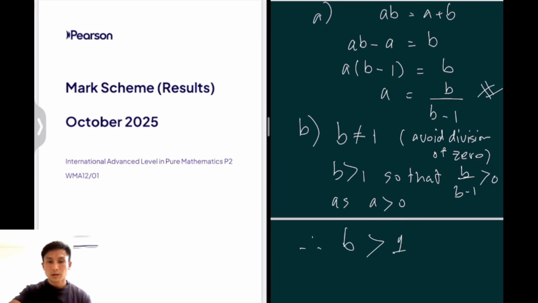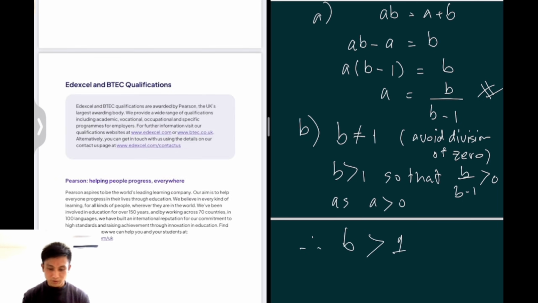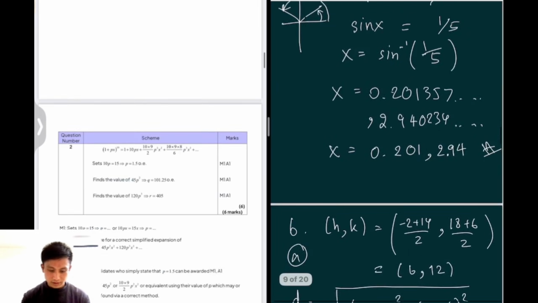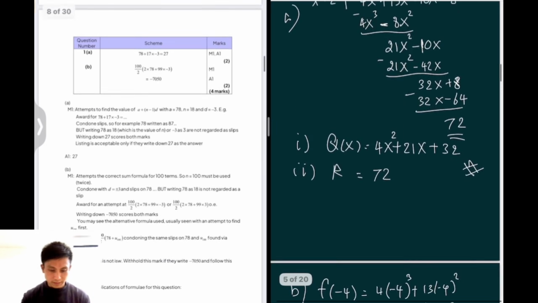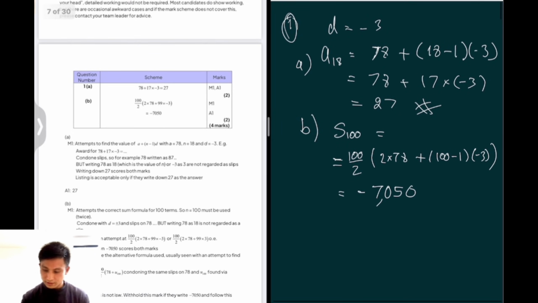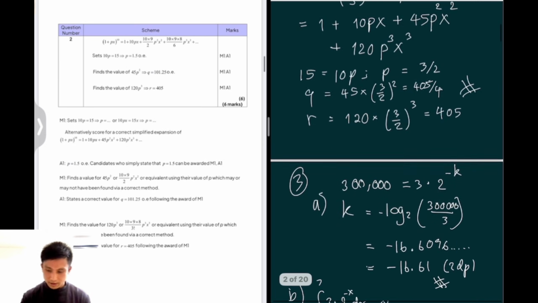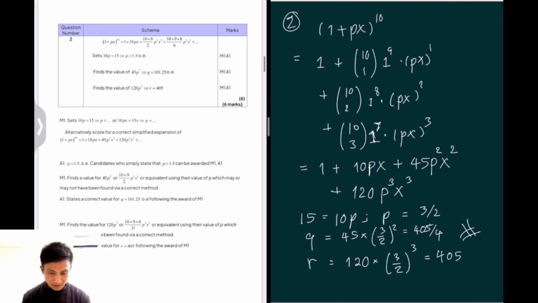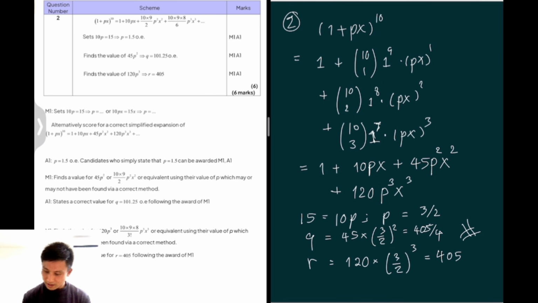All right. Okay, guys, here's the mark scheme for the 2025 October P2. Let's go from the beginning. Question 1, of course, that's 27. Okay, I'm just going to assume that my working is okay, given the right answer. So P is 1.5. That is 400, or equivalent. Yeah, I'm sure that is.